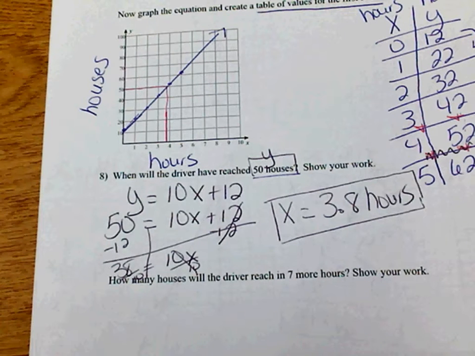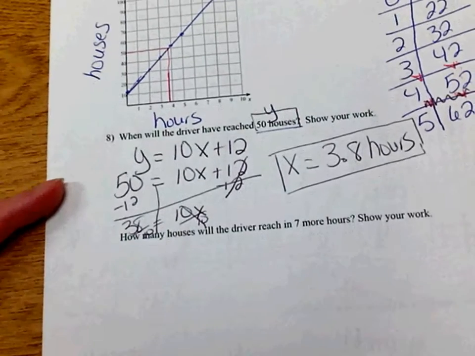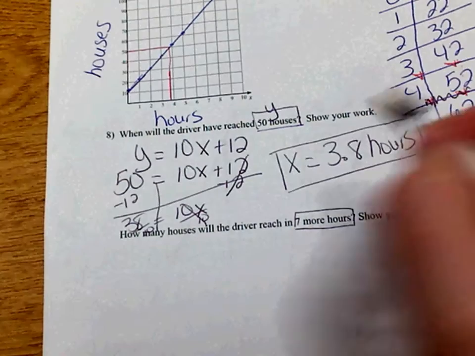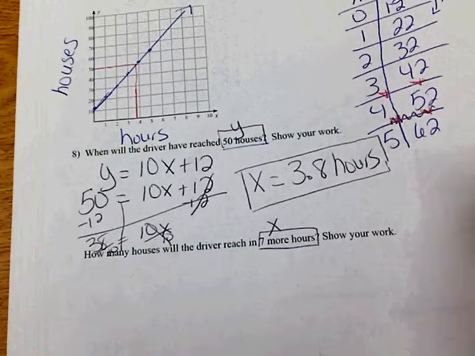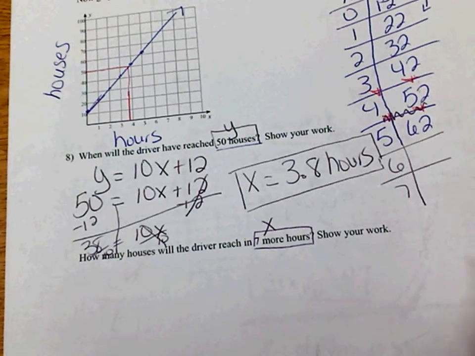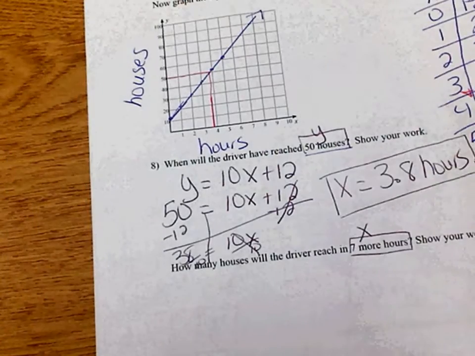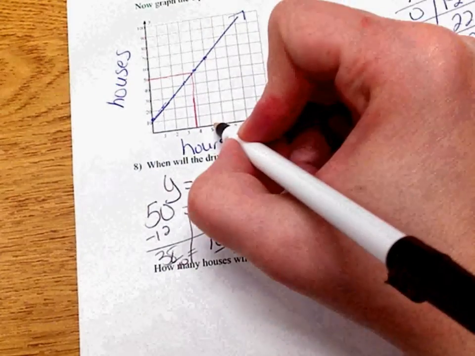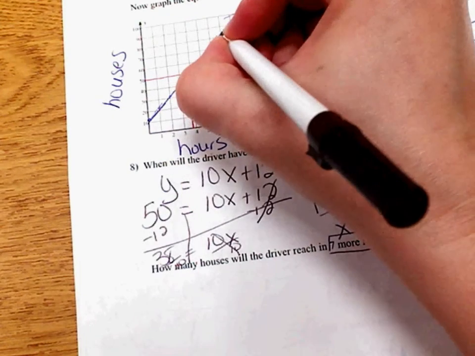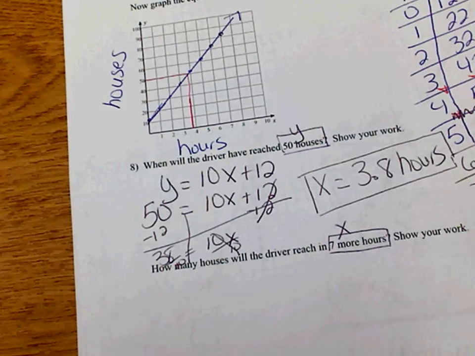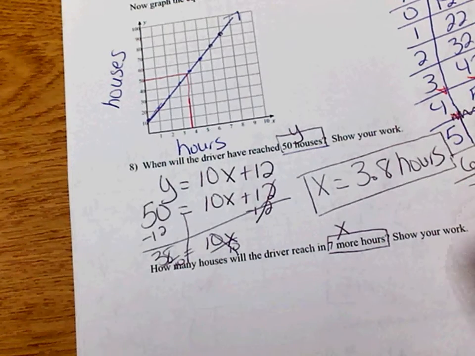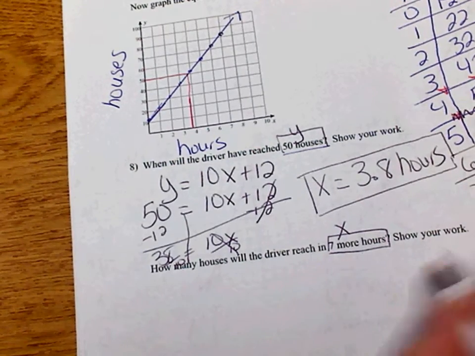Okay? So how many houses will the driver reach in 7 more hours? 7 more hours? Well, hours is x. I could do this one really simply by adding 6 and 7 right here. If you do it that way, you need to draw an arrow up there to say how you did it. I could also do it easily by looking at this. At 5 was 62, so therefore 6 is at 72, therefore 7 is at 82, right? So we know it's going to be 82 houses, okay?